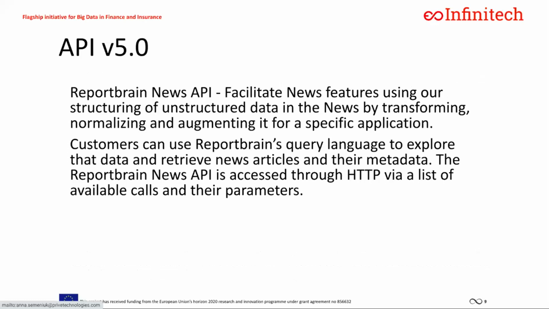So the API version 5 facilitates news features using our structured and unstructured data in the news by transforming, normalizing, and augmenting it for specific applications. So the customers who use ReportBrain's API can build a query to explore the data and retrieve the sentiment of articles and their metadata. Next slide, please.